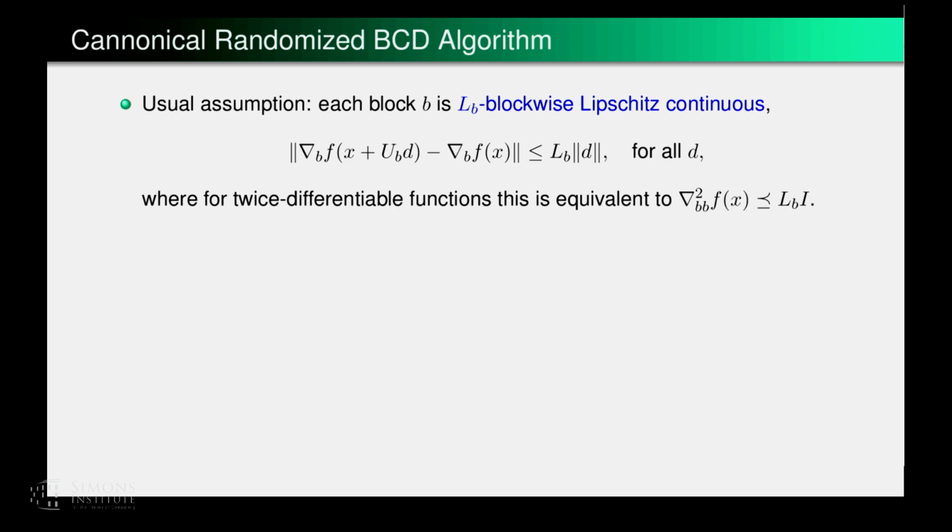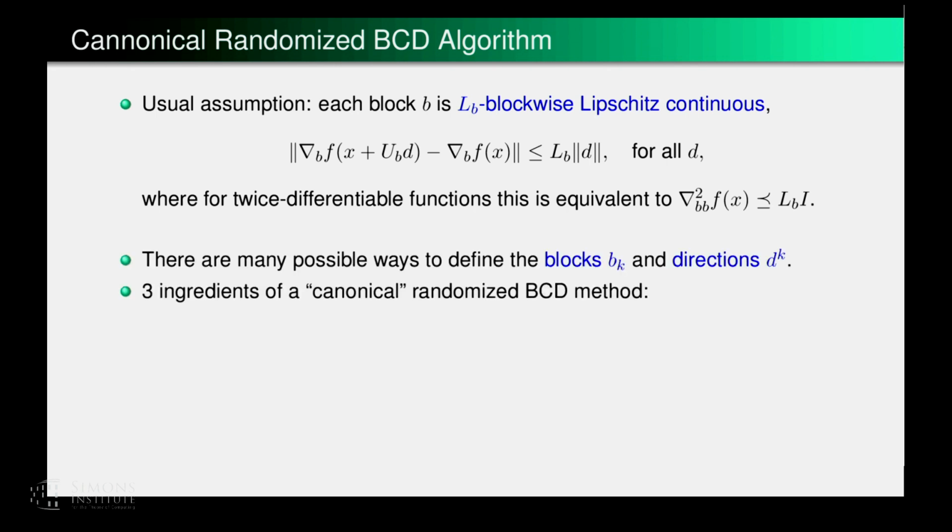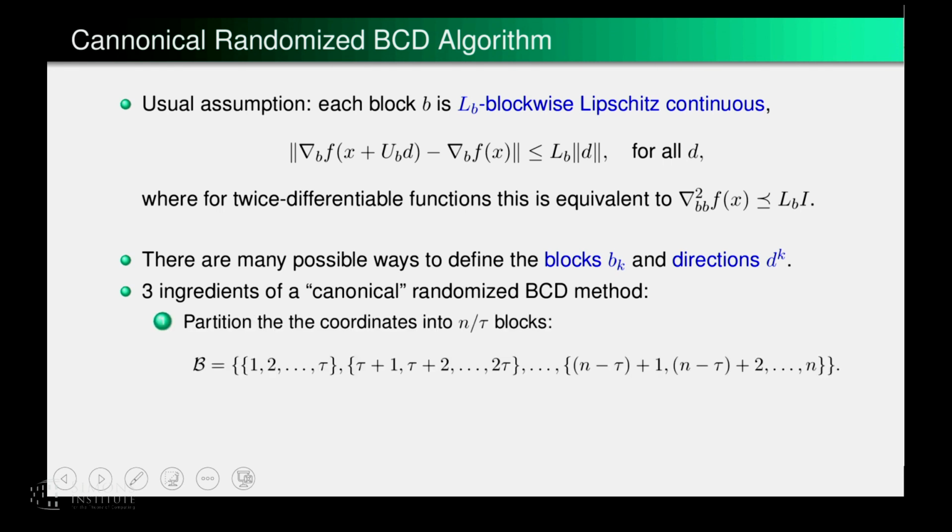OK. So our usual assumption when we analyze coordinate descent is we say we're L_b blockwise Lipschitz continuous. So if I change the coordinates b by some value d, we're less than L times the norm of that d. And if you have a twice differentiable function, it's just saying that if I grab the b by b submatrix of the Hessian, its eigenvalues are bounded above by L. There's lots of ways to pick the blocks, and there's lots of ways to pick the directions. So here's a canonical randomized BCD method, which I think was the one used in the last talk. Maybe Ben can verify that.